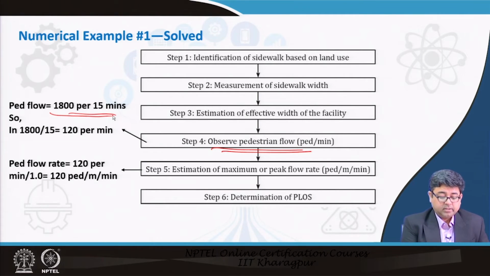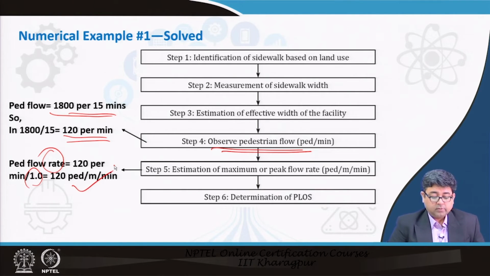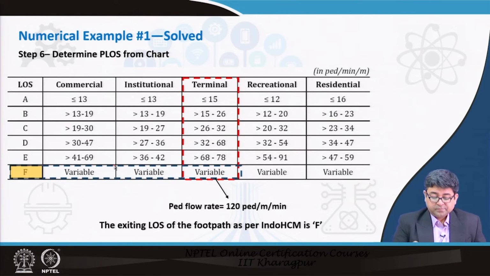Once you know the effective width, you are also given the pedestrian flow, which is a peak flow of 1800 pedestrians per 15 minutes. So, that will be 120 pedestrians per minute, and because it is only 1 meter effective width, that will be the same, 120 pedestrians per meter per minute.